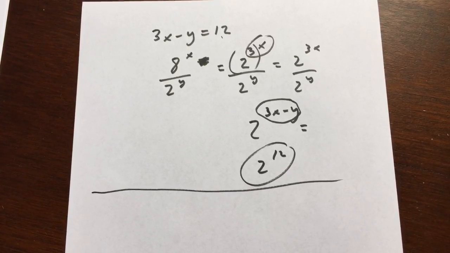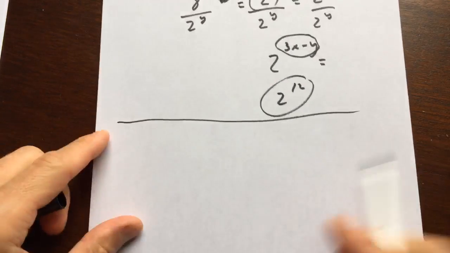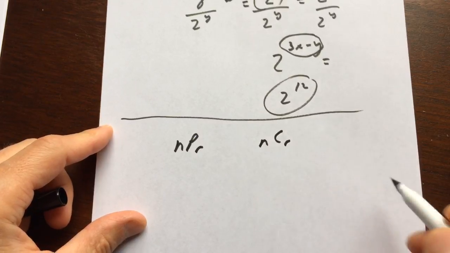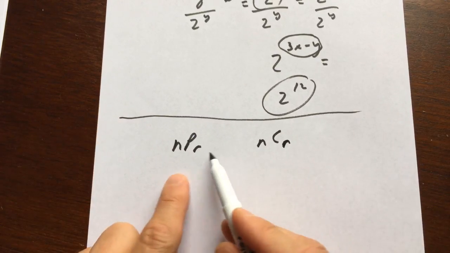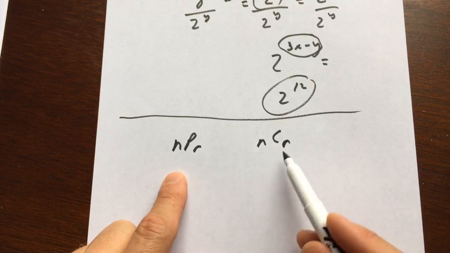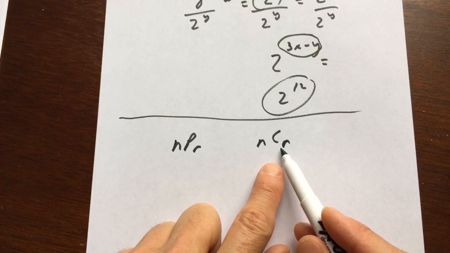Oh, Kalechi, sorry. You were asking what's the difference between permutation and combination. That's a good question. Are you guys familiar with this notation, nPr and nCr? Permutation, the order matters. Combination, the order doesn't matter.